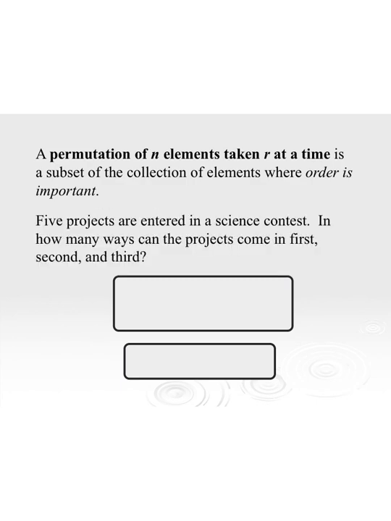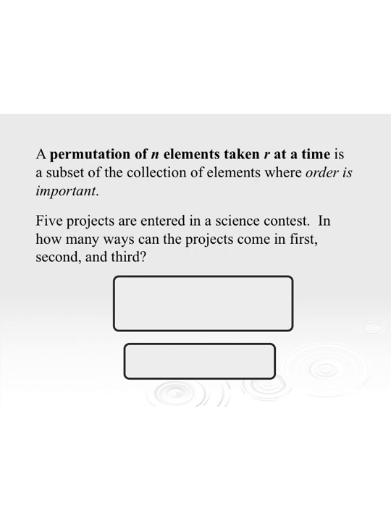So for an example, we have 5 projects that are entered into a science contest. How many ways can the projects come in first, second, and third? Since we are ranking our projects first, second, and third, we know that order is important, so we can verify this as a permutation. We're going to go ahead and go through the different ways we can give out first, second, and third now.